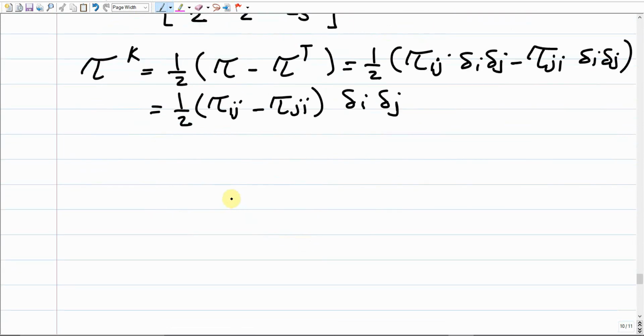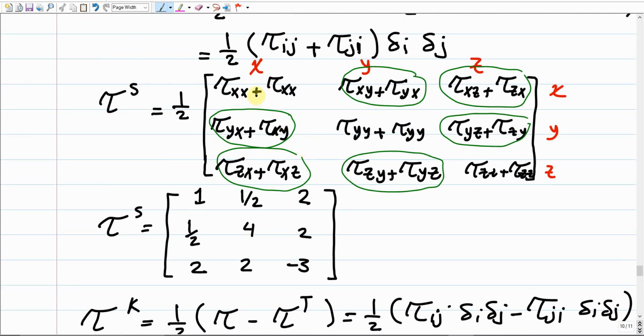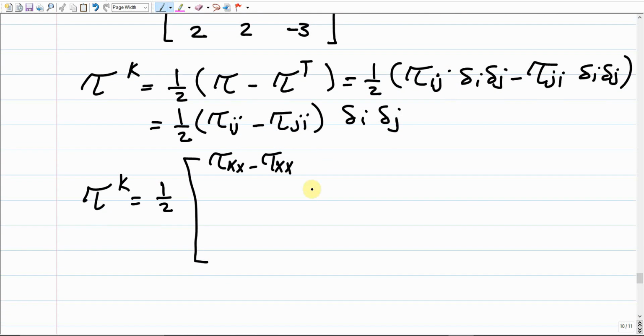So this is going to give us a tensor. This tensor tau k in the tensorial form is going to be, if we consider the half as a common factor, we're going to have here the tau xx negative tau xx. What we're going to do is replace this sign in the middle, instead of being positive, to be a negative sign. So we're going to end up with terms like tau xy negative tau yx and tau xz negative tau zx, I'm sorry, zx.